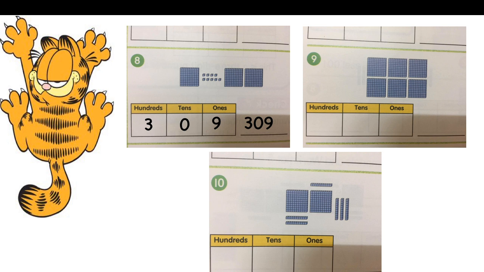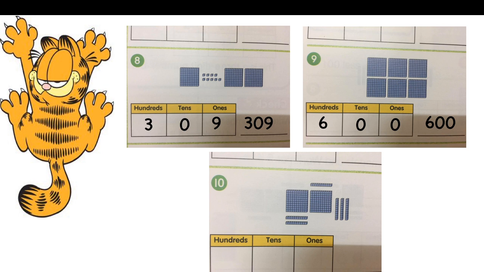Next one, number 9. How many ones? None. 0. How many tens? Uh-oh, again none. That means 0. And how many hundreds? 6. What's the final number? 600. Let's go to the last one.